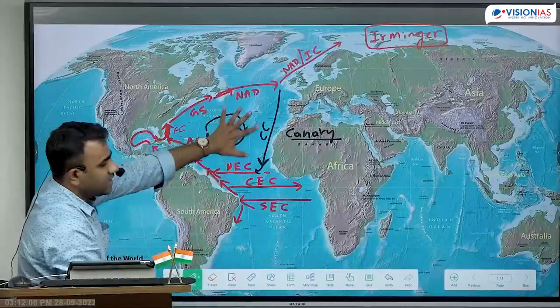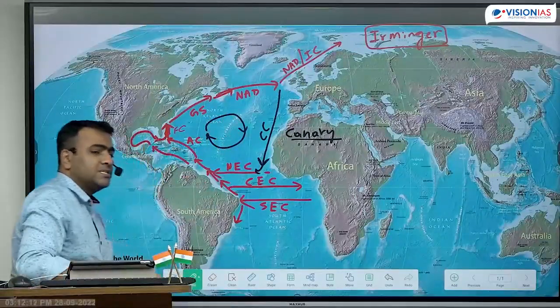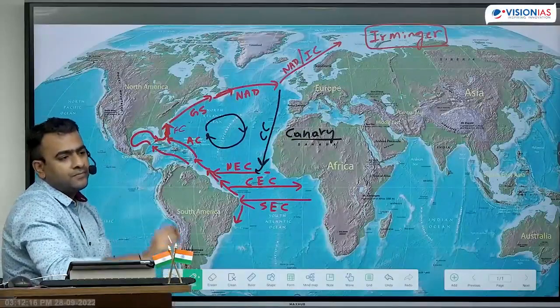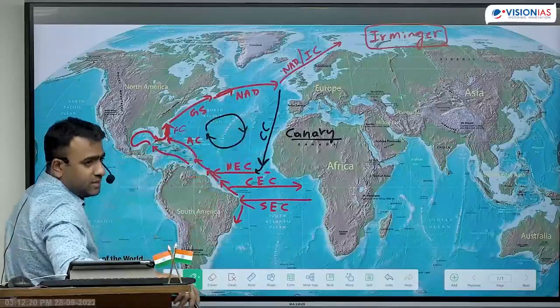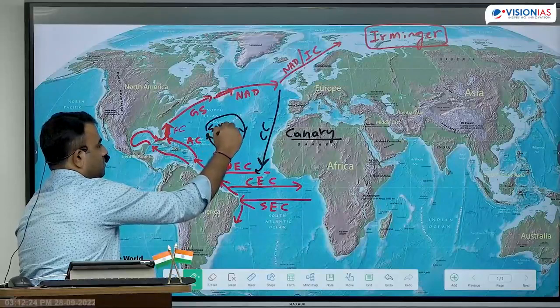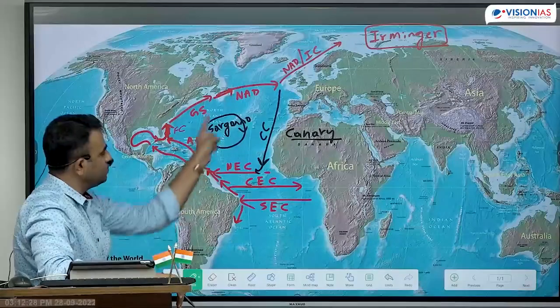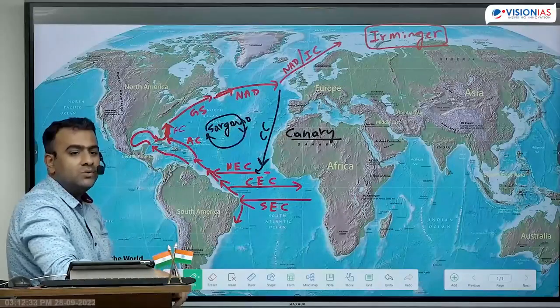In this kind of stagnant water, particularly in the Northern Atlantic Ocean, a specific type of seaweed grows. The seaweeds are very large and cover the whole area here. That is what we call the sargasso. The seaweed is called sargasso. That's why this water is called the Sargasso Sea.